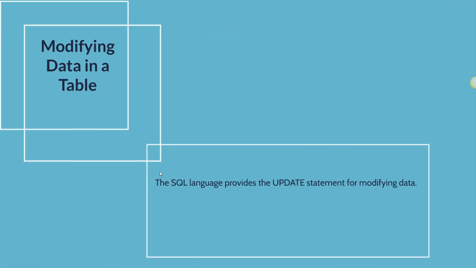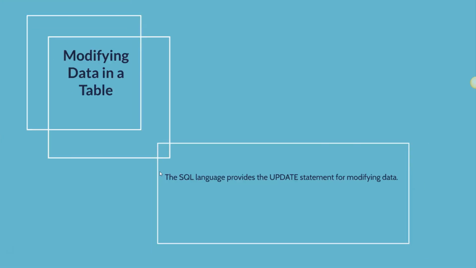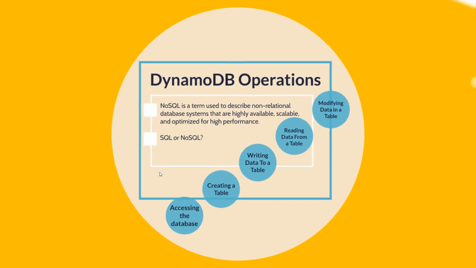The SQL language provides the update statement for modifying data. But DynamoDB uses the update item operation to accomplish similar task. So this is basic description of creating a table, writing data to table, reading data from table, and modifying data in table. So we'll see all the concepts practically on AWS Management Console in next session.